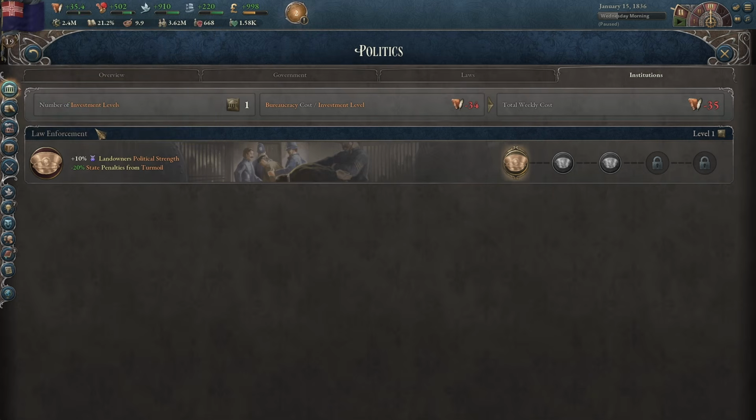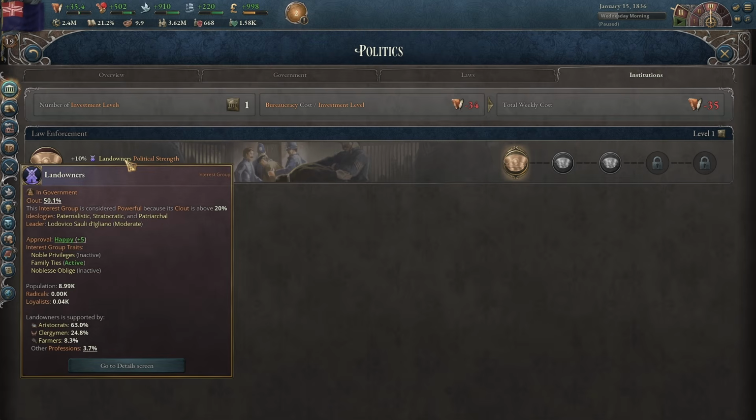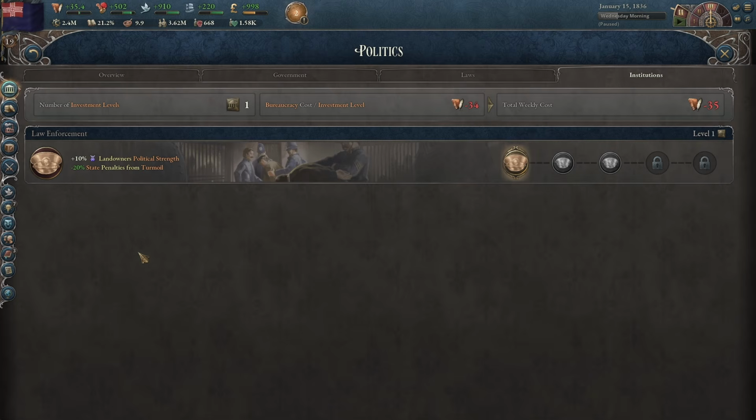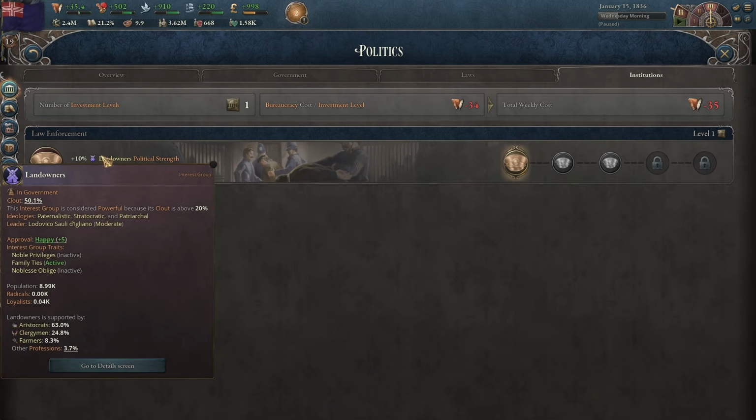We'll do a broad conversation on institutions in the future, but you should know that there are classes of institutions and laws that generate political strength for your landowners. These are generally pretty dangerous if your goal is to make political progress in the game, because landowners are generally opposed to everything. So just be aware, anytime you see this purple symbol, your hackles should be raised.